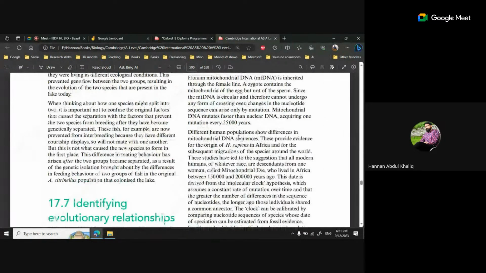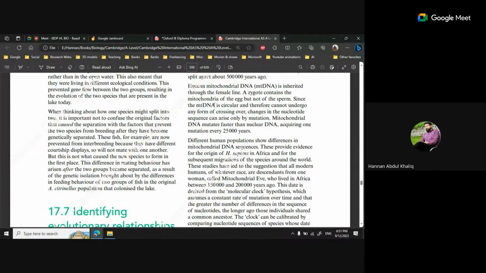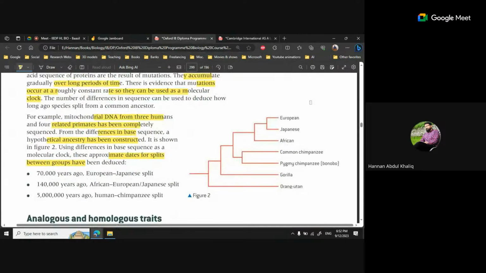Let's say, since the mitochondrial DNA is circular and therefore cannot undergo any form of crossing over, changes in nucleotide sequence can arise only by mutation. This is an important statement. Why do we have to use the mitochondrial DNA to create the relationship between those organisms mentioned over there? Let's say European, Japanese, African, common chimpanzee, pygmy chimpanzee, gorilla, orangutan. So this analysis has been done on the basis of the mitochondrial DNA.